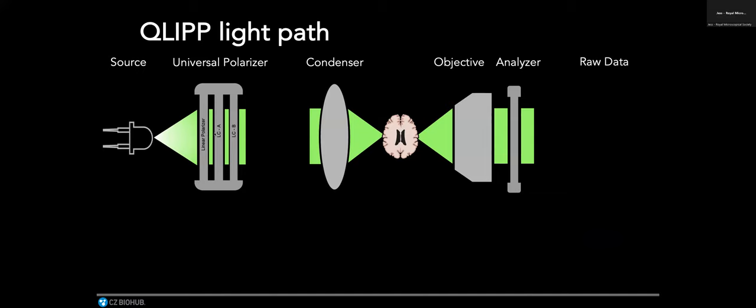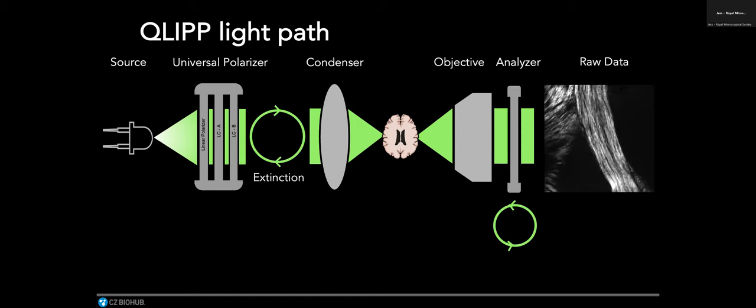It's a device that's made up of one linear polarizer and two liquid crystal modulators that generates different polarization states. You can generate all the possible polarization states: circular, linear, elliptical. We illuminate the sample with light that's polarized differently, collect the image, and this is what the raw data looks like.